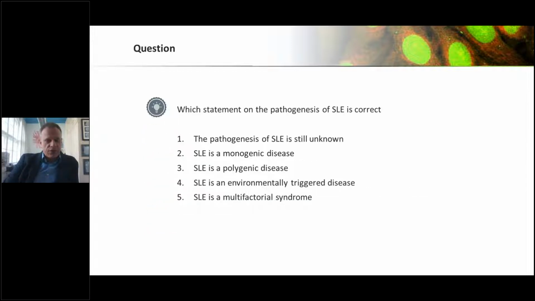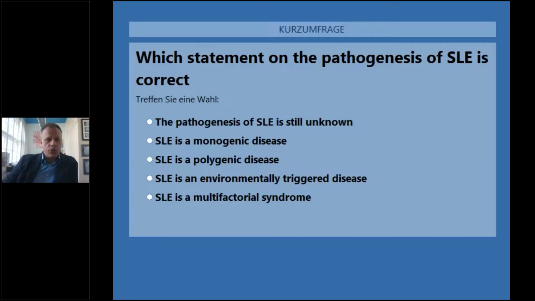Okay, so the pathogenesis. Here we can have the first question. I hope this can work. I can read it for you. Which statement on the pathogenesis of lupus is correct? The pathogenesis is still unknown. It's a monogenic disease. It's a polygenic disease. It's an environmentally triggered disease, or it's a multifactorial syndrome.